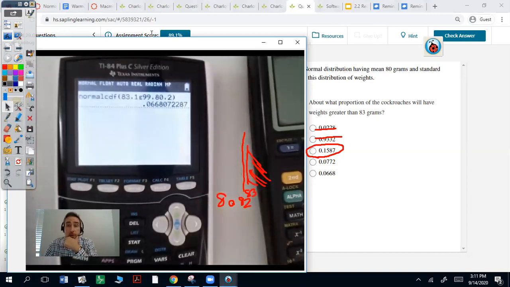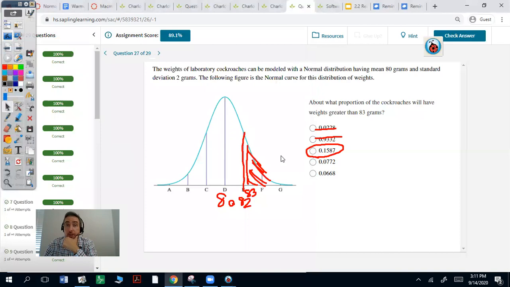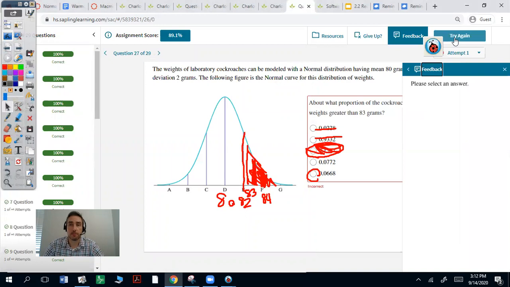And it's a good thing we did that, right? Because I was thinking it would be this, but I was off. Check that out. So it's going to be 0.0668. What I failed to recognize was this is 84, so 83 is actually halfway between. So looks can be deceiving. That's why we use our calculator. Sometimes our estimates fail us. Let's check our answer.